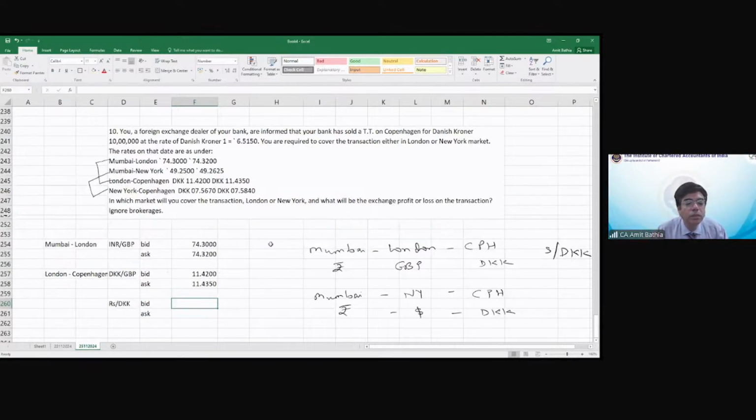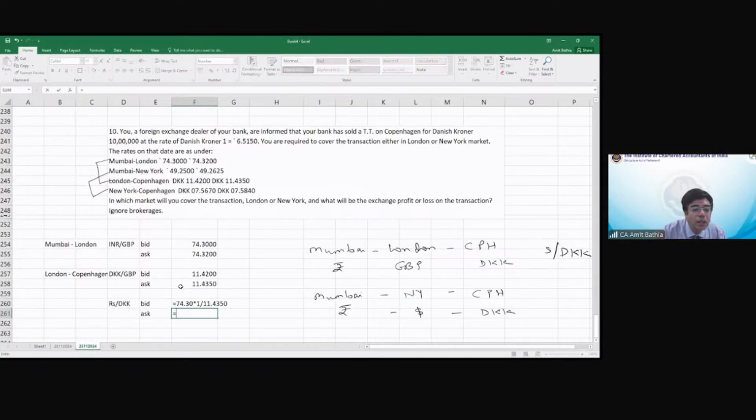How will I calculate that? Yes, I want rupee per INR in the numerator and DKK in the denominator, right? So this has to be INR upon GBP bid price into GBP upon DKK bid price. Can I go slightly direct, or do you want me to write again how I have arrived at it? Right, correct. INR upon GBP, so that is 74.30, multiplied by 1 upon, for GBP upon DKK, I will need to do the reverse. For bid, it will be ask, right? Into 1 upon 11.4350. Very good. Thank you, dear.